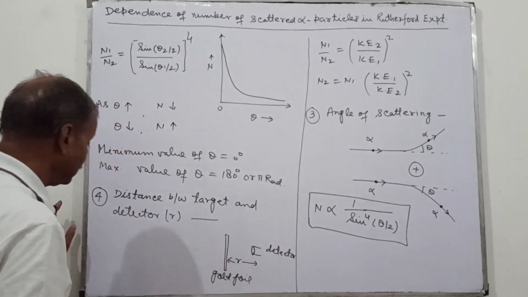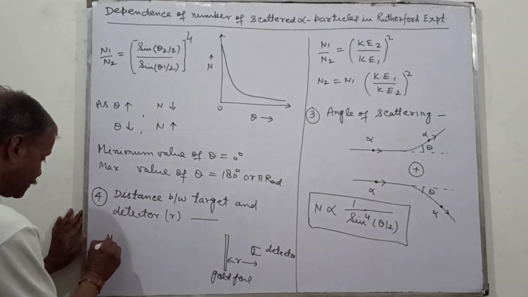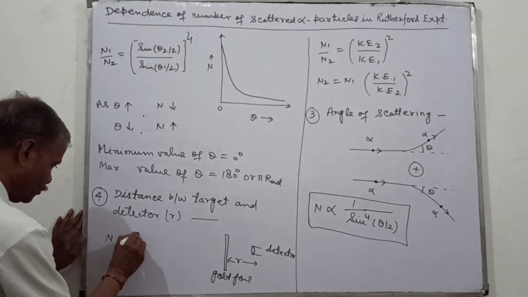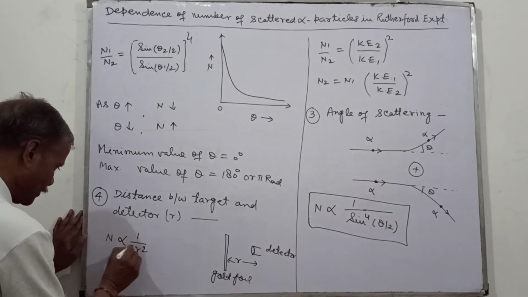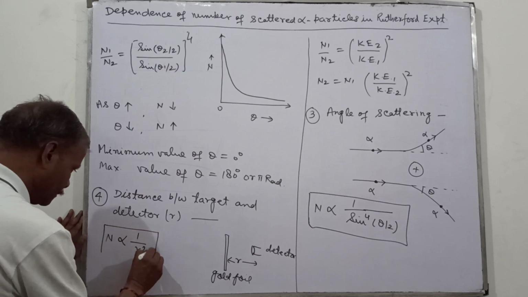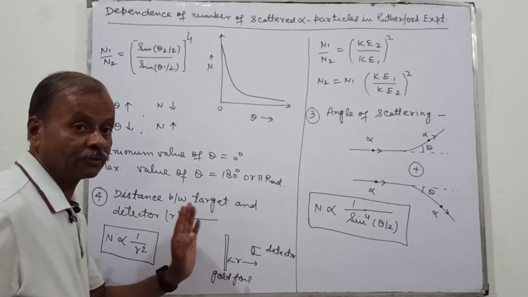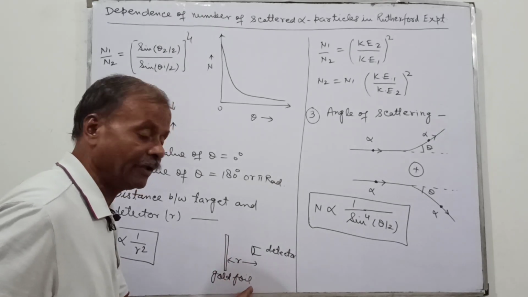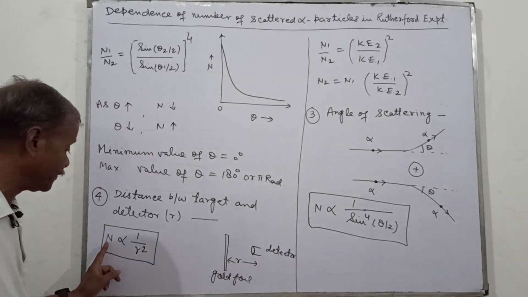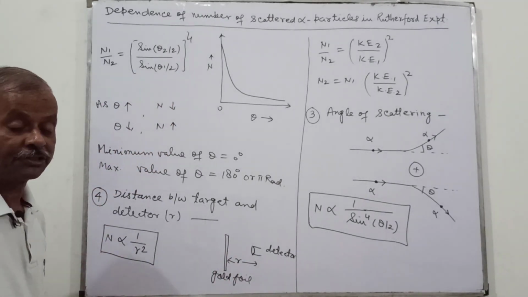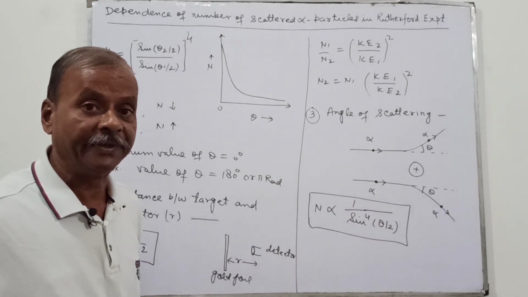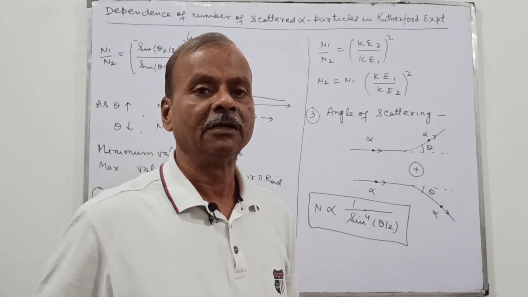So what we have, that this n is proportional to 1 upon r square. सो ये डिटेक्टर जितना निकटतम होता है, क्लोज होता है इस गोल्ड फॉइल के, that will be the number of alpha particles. So this is why that the detector is placed very close to the target.